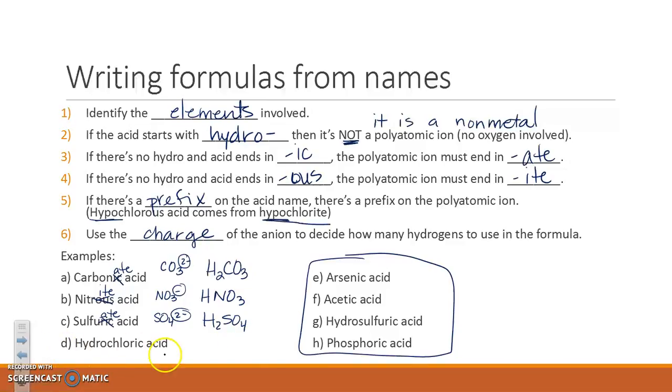All right, last one we're going to do together, and then you do these and we'll check them in class. Hydrochloric acid. Oh, look, it has a hydro at the beginning. That means it's going to be hydrogen and a nonmetal. Chloric sounds like chlorine. What's the charge? -1. So HCl because I need one hydrogen. There you go. Try those other ones.